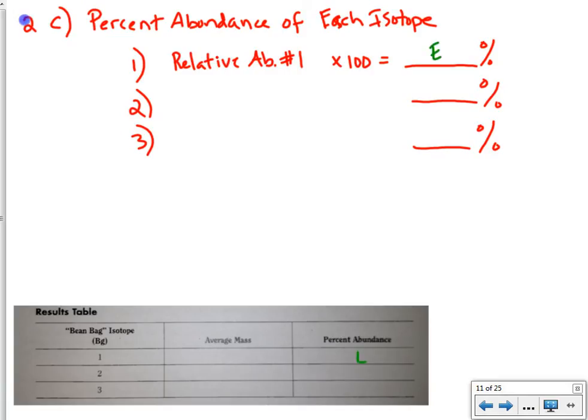And these will go here. So your answer for isotope number 1 will go where I have the E's labeled, the F, and the G. That's where those numbers will go.